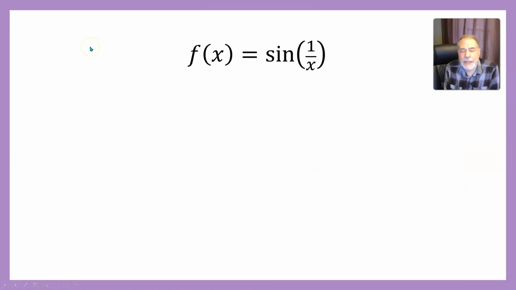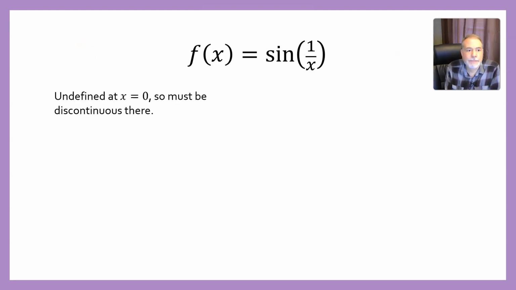What about f of x equals the sine of 1 over x? Where is this continuous? Where is it discontinuous? Well, it's undefined at 0. X can't be 0 because then 1 over x would be undefined. And so it must be discontinuous there.